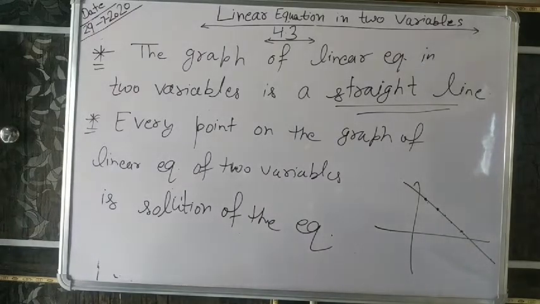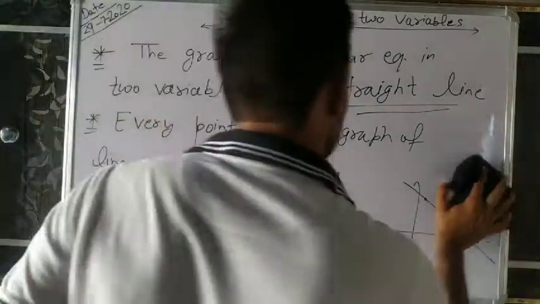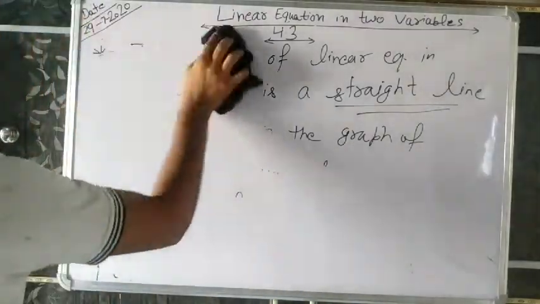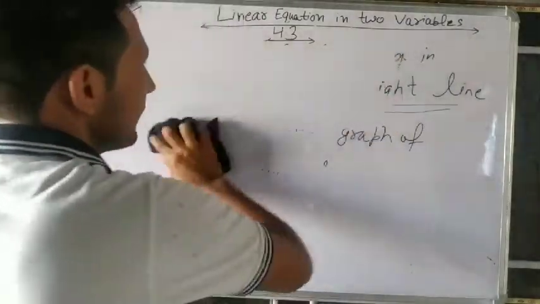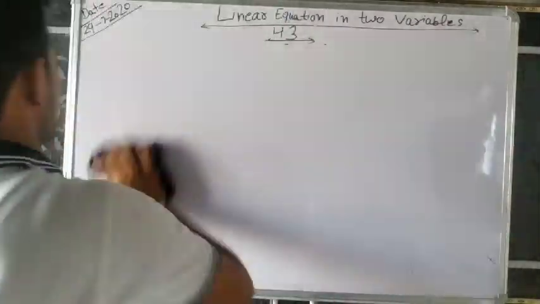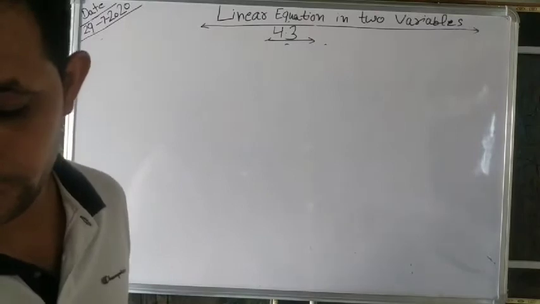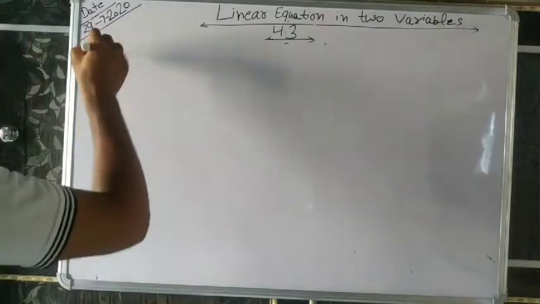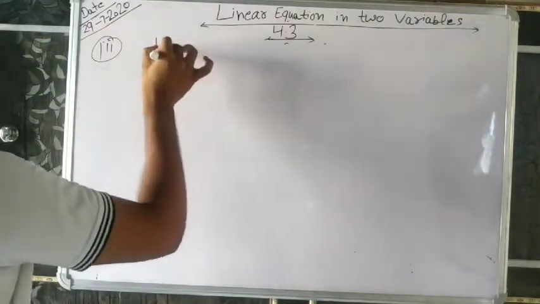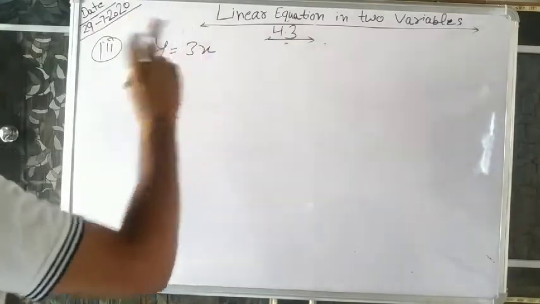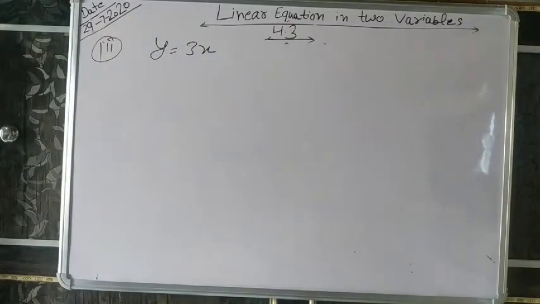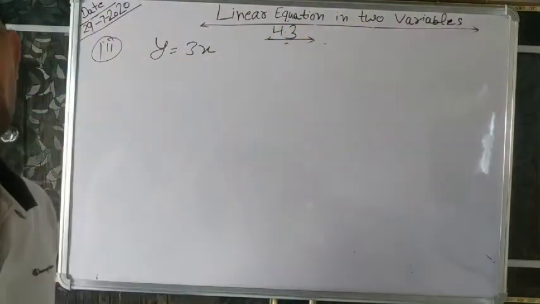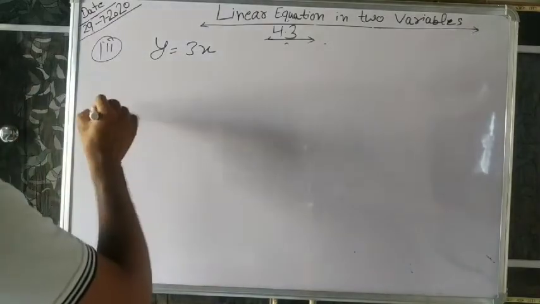Now, next is the second part. Note it down: the graph is a straight line and every point on the graph is always a solution. Next is the first question, third part: y equal to 3x. Draw the graph of this linear equation. Yes, it is a linear equation because the degree is 1 and there are two variables x and y. To draw the graph, first we always make a table.